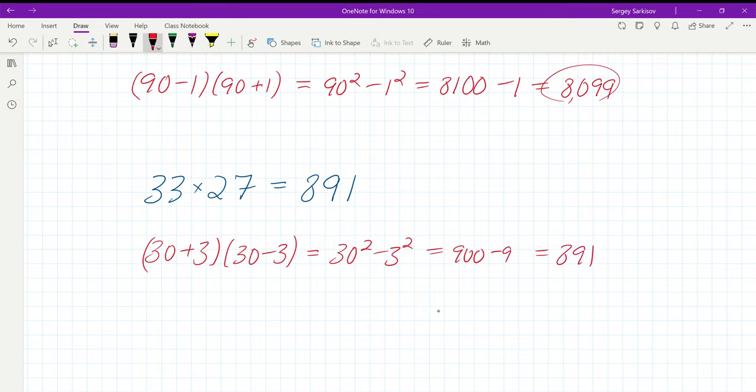Now, are there other ways to do this? You know what? The 30 is the middle term between them, right? But let me show you, for example, what we can do with 33 by.